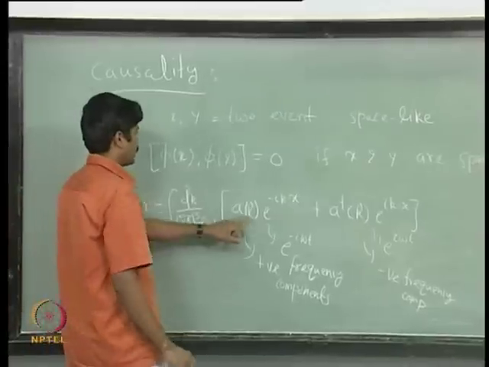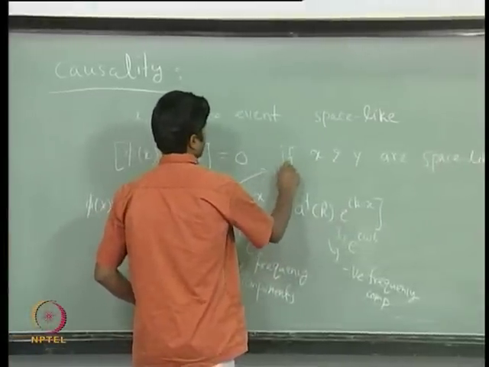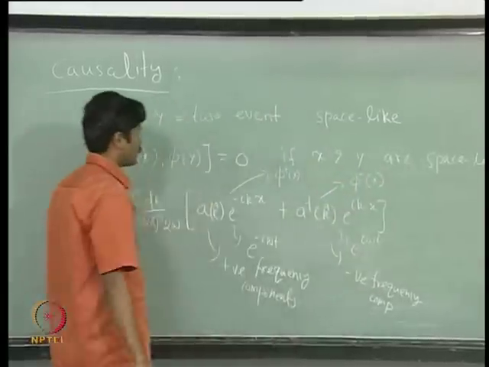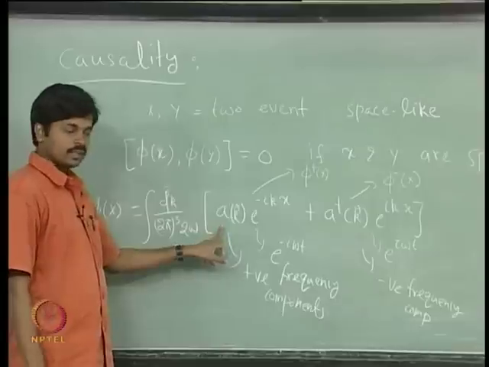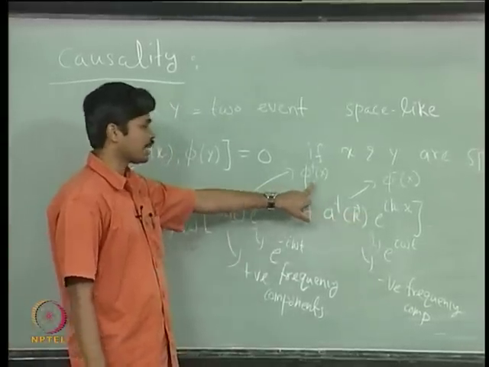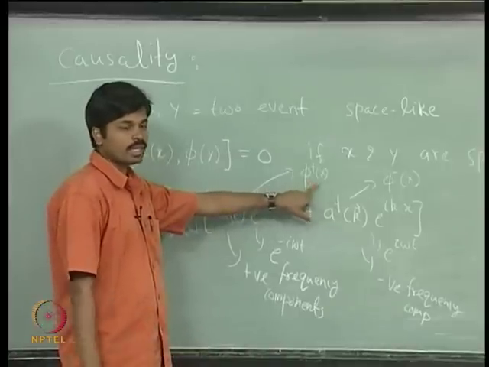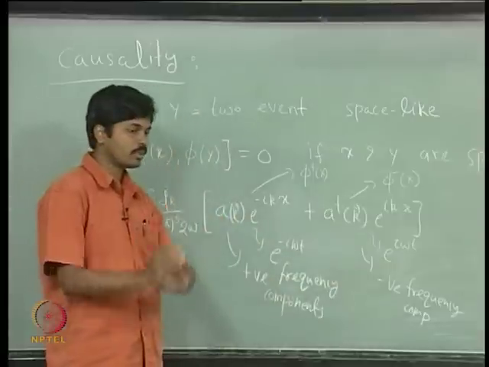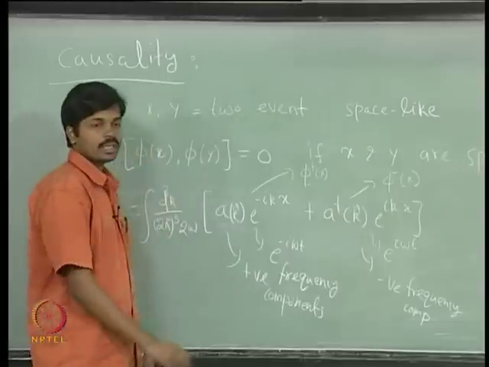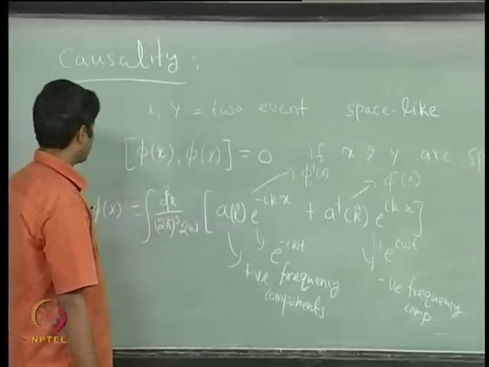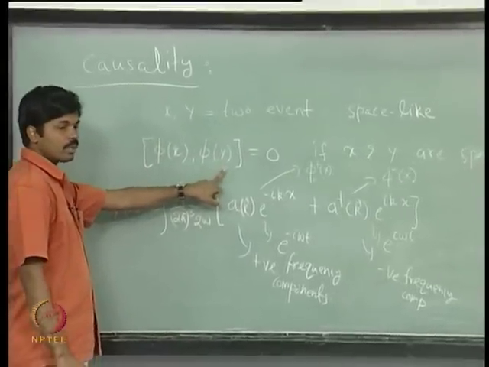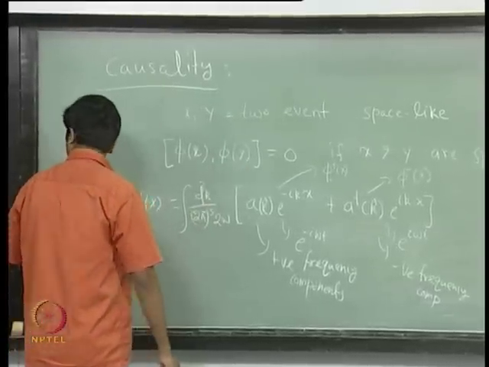So, let us represent this to be phi plus x, whereas this to be phi minus of x. Phi plus x involves only the annihilation operators, whereas phi minus x involves only the creation operators. So, phi plus x will commute with phi plus y, and also phi minus x will commute with phi minus y, whereas phi plus x may not commute with phi minus y, and vice versa. So, we can try to evaluate this commutator and express it in terms of phi plus x and phi minus x.